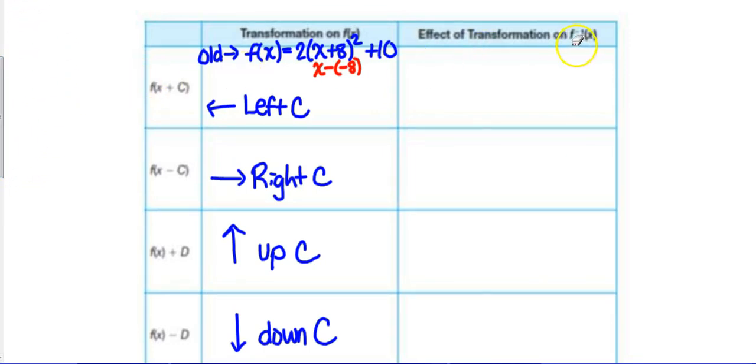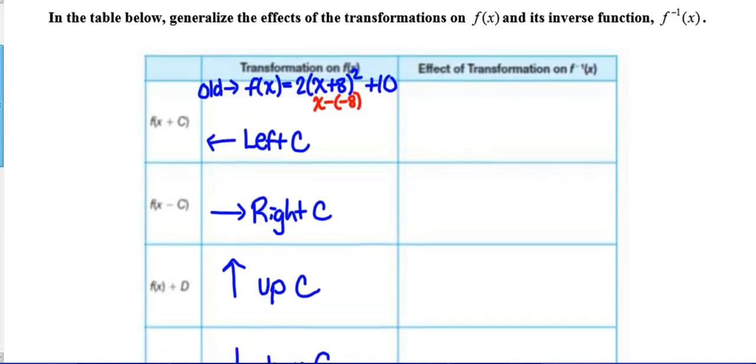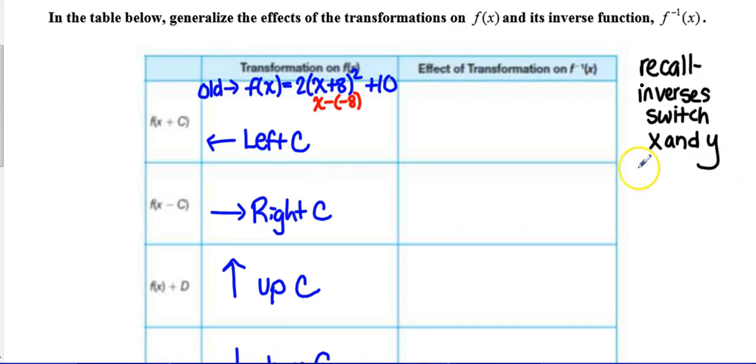Now it's time to make a connection to inverses. So I want to make a quick note here at the top, or off to the right. Recall, inverses switch x and y values. And that's going to help me realize what the transformation is when I deal with the inverse.